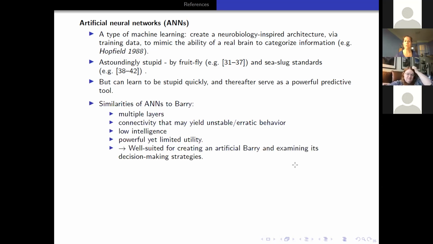Further, the very nature of these algorithms parallels Barry Cottonfield quite readily. They're multi-layered. They have connectivity among the layers and the nodes in the layers that may yield unstable or erratic or nonsensical output. Relatively low intelligence, powerful, but very, very limited utility. So these seemed to me at the time to be well suited for creating an artificial Barry and examining its decision-making strategies. Okay, let me show you how this goes.